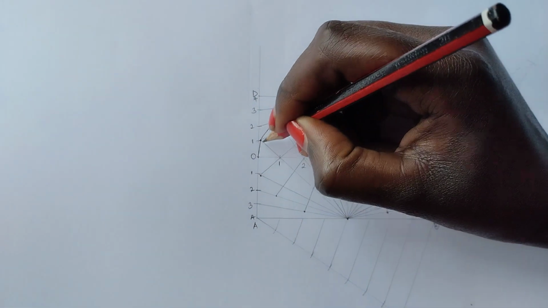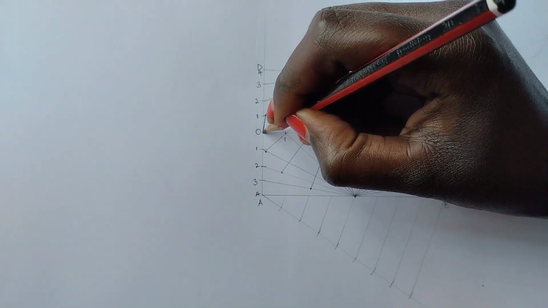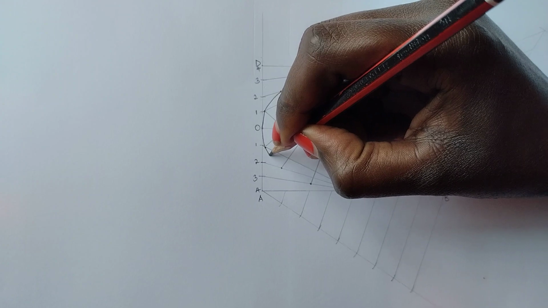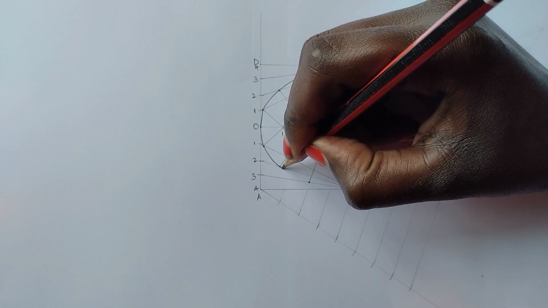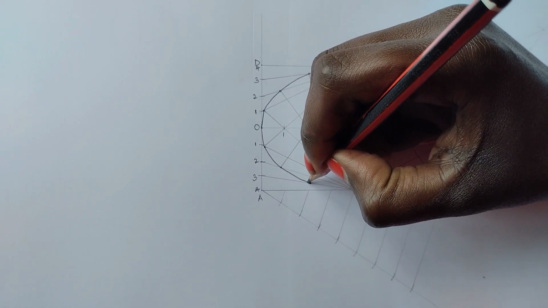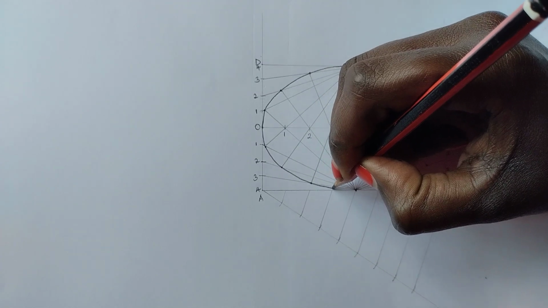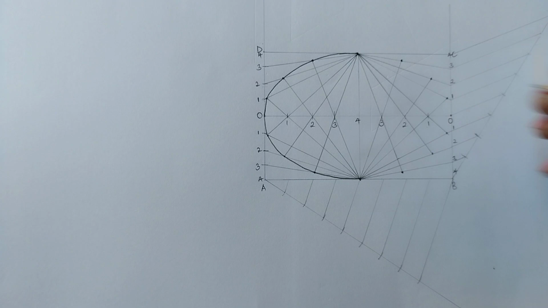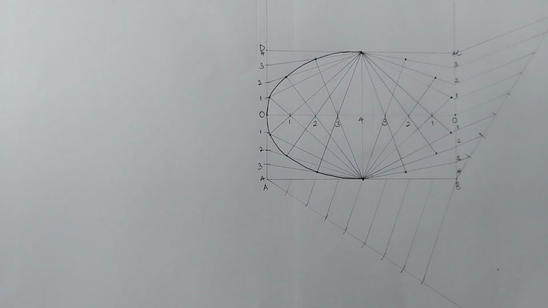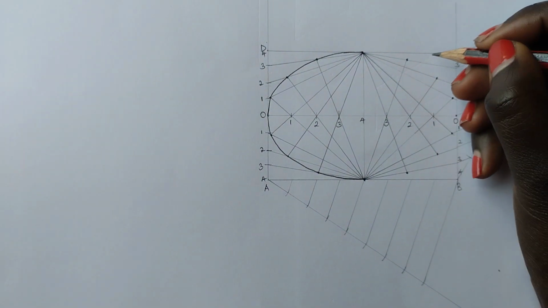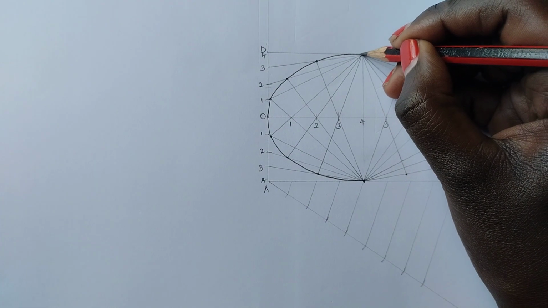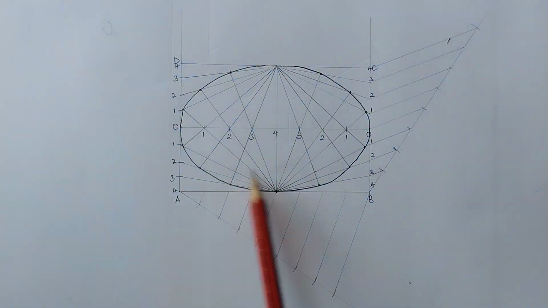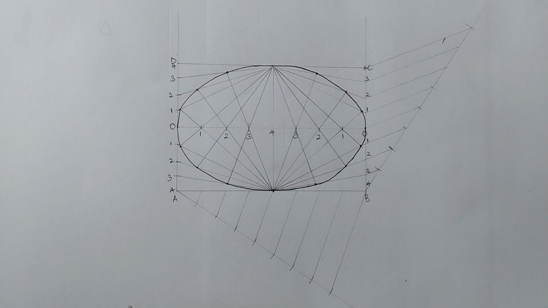I repeat the same on the lower part. Remember, we are just joining the points. Avoid double lines. So we have that. So we repeat the same on the other side. So this is our complete ellipse using rectangular method.